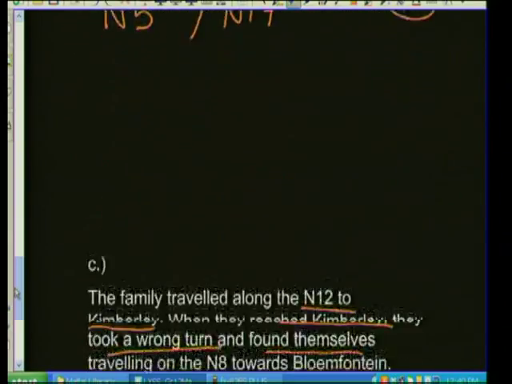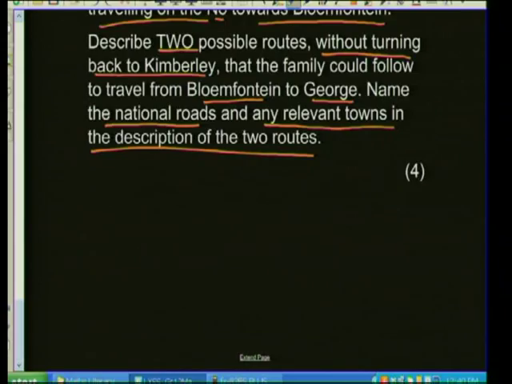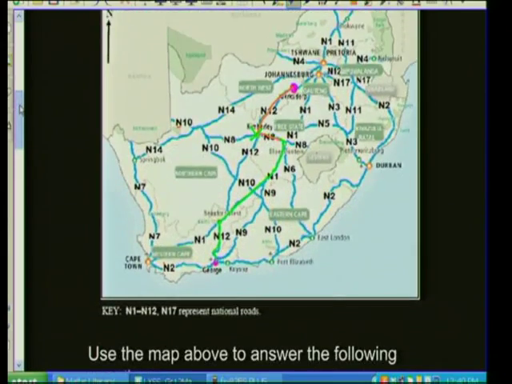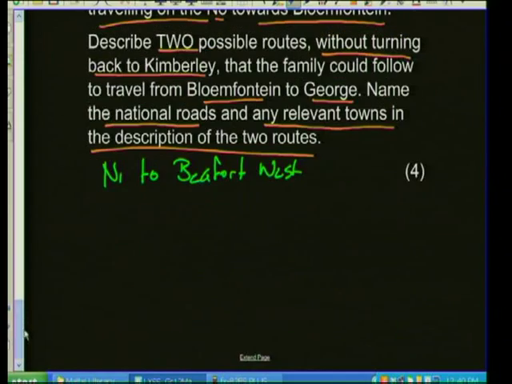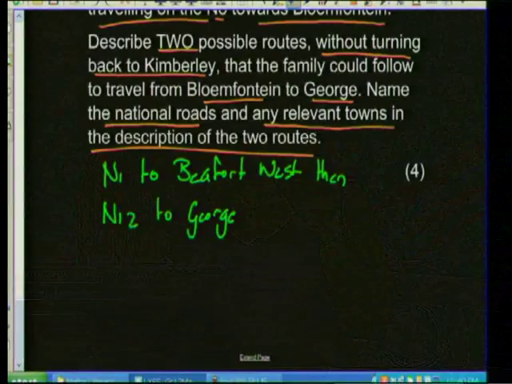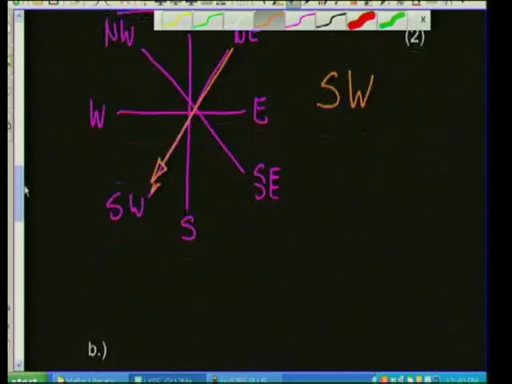So the N1 to Beaufort West. And then follow the N12 to George. Now, there are probably quite a few routes that you can take. So that's one. Let's change our color. Let's go see if orange works.